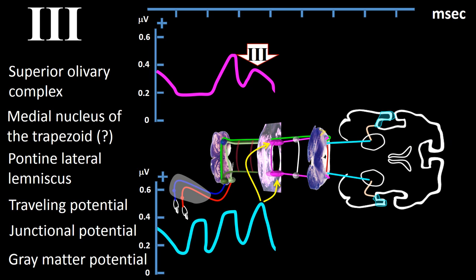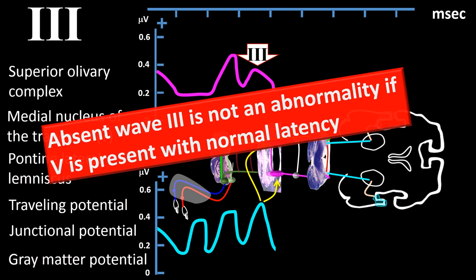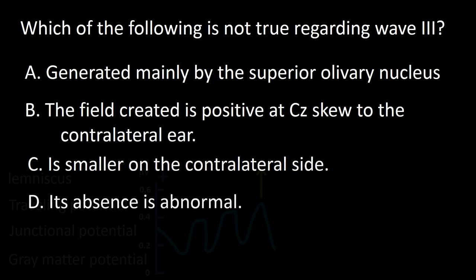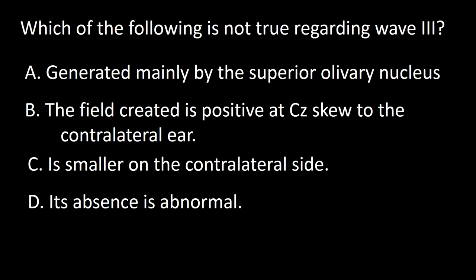The contralateral wave 3 tends to be smaller than the ipsilateral one, but it peaks slightly earlier. The absence of wave 3 in the presence of normal wave 5 is not abnormal. It is considered a normal variant. The field generating wave 3 is maximal at ZC with a tilt towards the contralateral ear. So the answer to this question is D.